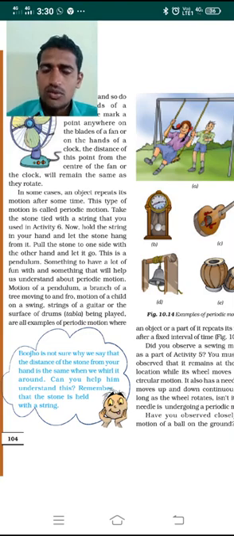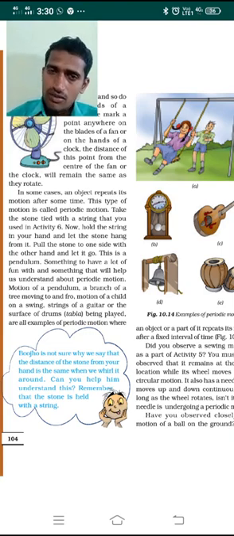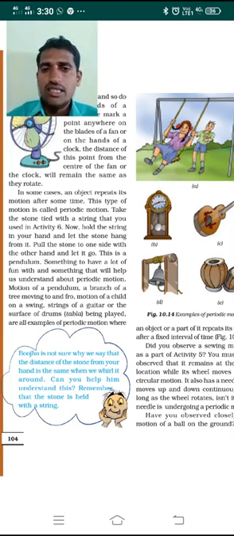Just tie any stone with a thread, move it to one side and release it, and it starts moving to and fro. Such kind of motion is an example of periodic motion. Even the branch of a tree moving to and fro is also an example of periodic motion. You might have seen the branches of trees moving to and fro; that is also an example of periodic motion.